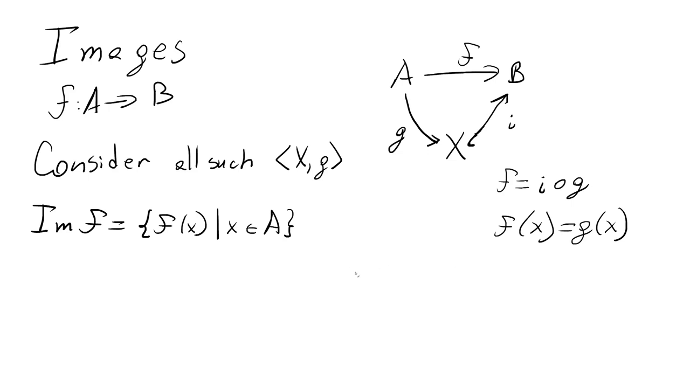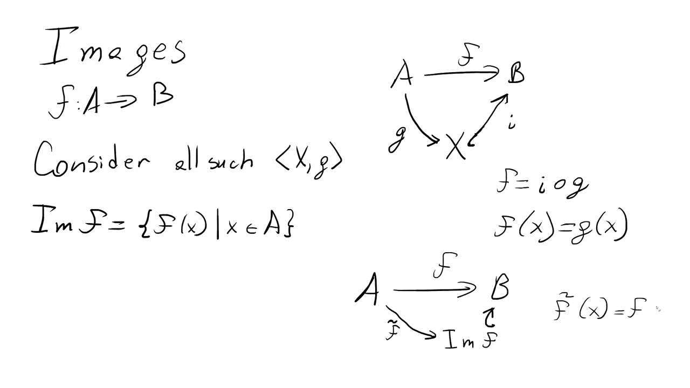And we can draw a commutative diagram. We have the image of F here. It is obviously a subset of B, and so there is an inclusion. And there is a morphism we can form. I'm going to call it F tilde. It is defined by this very same equation, F tilde of x equals f of x, but the codomain of F tilde is the image of F.